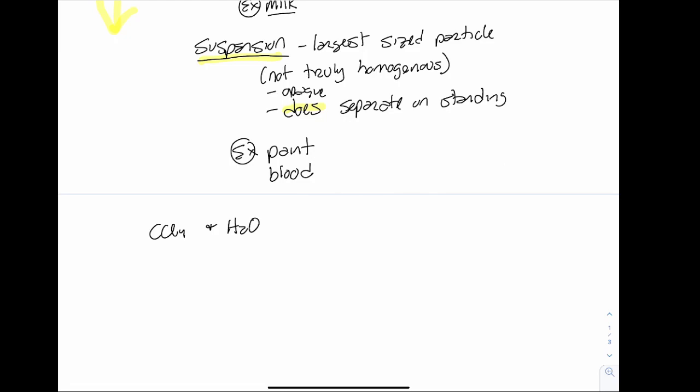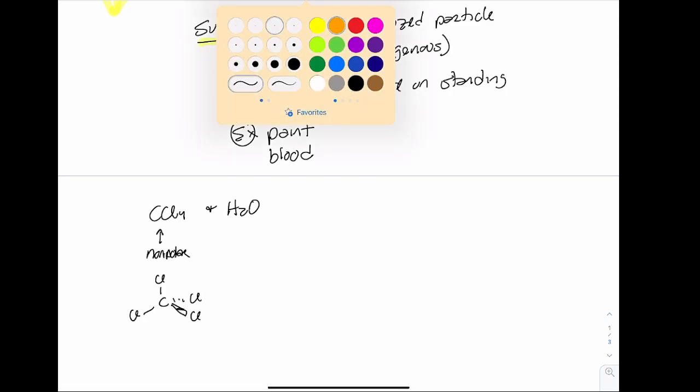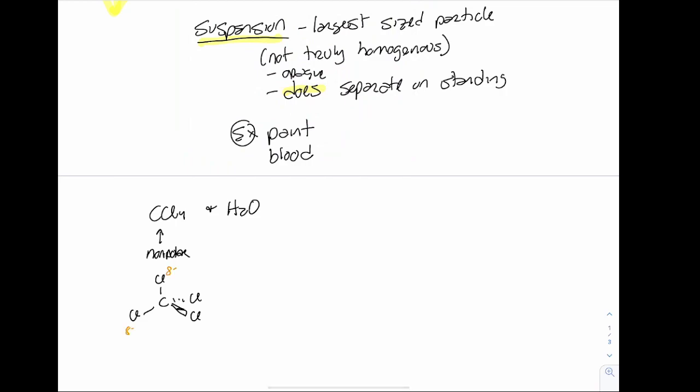And the reason for this is the polarity. Carbon tetrachloride is a non-polar molecule. If we were to draw it out, I have carbon in the middle. I have 4 bonds to chlorine. All of those bonds are polar. It's just that they're arranged symmetrically, so they're all going to cancel each other out, and the molecule itself is going to be non-polar.